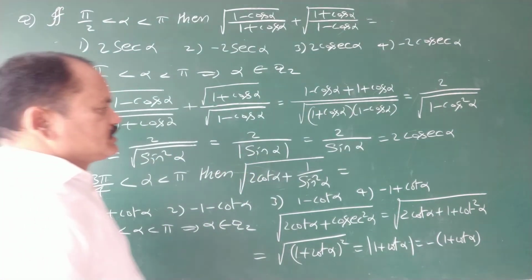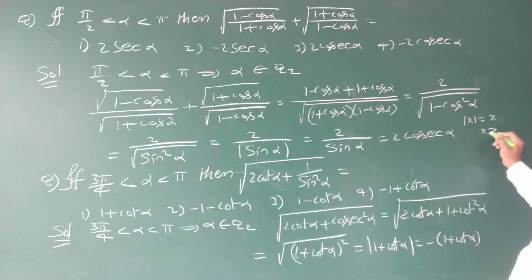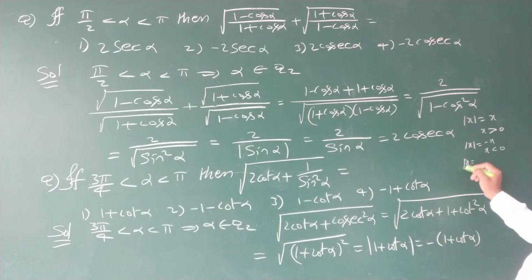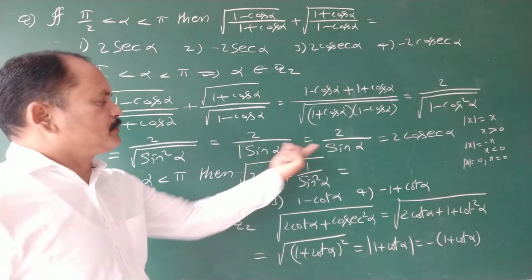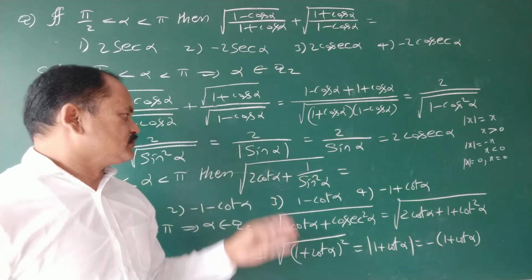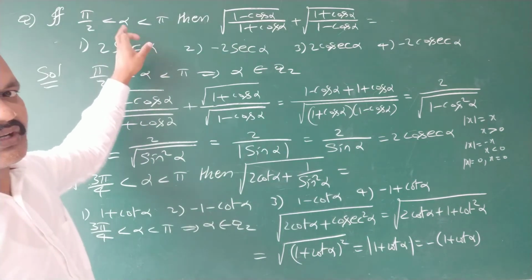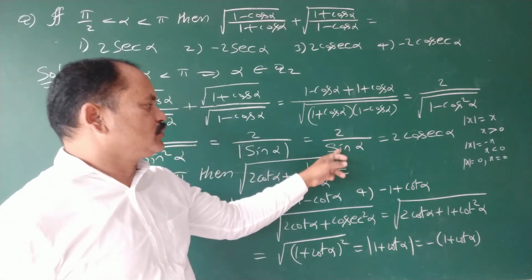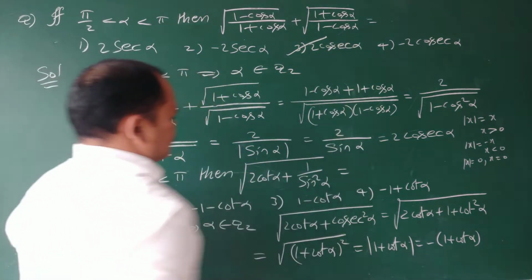Actually, we know that mod x is equal to plus x where x is greater than 0, and mod x is equal to minus x where x is less than 0. That's why mod x is equal to 0 where x is 0. Here mod sine alpha is plus sine alpha, since alpha belongs to Q2. In Q2, sine is positive. In the second quadrant, sine gives a positive sign. That's why 2 by sine alpha is 2 cosecant alpha. That's the third option. The third option is the right answer.